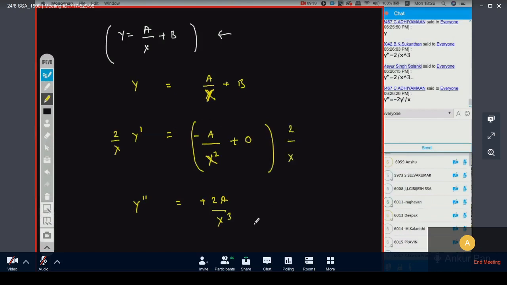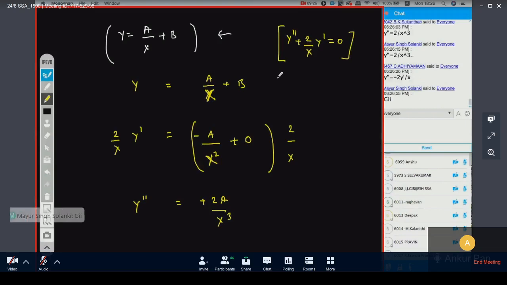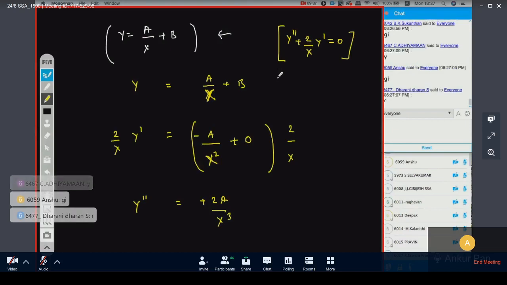If I give it a 2 by x and then add, I'll have y double dash plus 2 by x y dash equal to 0. Got it or not? Or what Adhiyaman has written is the other way around, right? You guys got it. Now you are trained. Don't leave a question of making the differential equation. Clear?